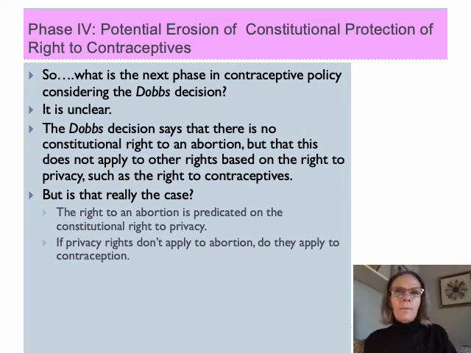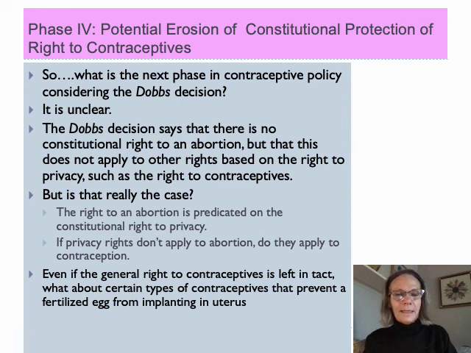Now, it could very well be that states aren't chomping at the bit to pass Comstock Act style laws from the 1880s, right? While there is political will to criminalize abortion, there's not really a political will, at least that I'm aware of, to criminalize broad and general use of contraceptives.